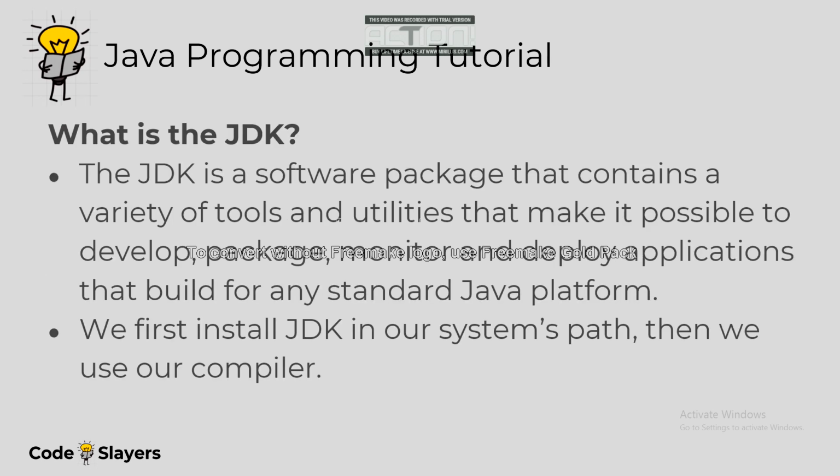What is the JDK? The JDK, or Java Development Kit, is a software package that contains a variety of tools and utilities that make it possible to develop, package, monitor and deploy applications built for any standard Java platform. If you are confused or don't know anything about this, do not worry about it. We will get to know it later. We first install the JDK in our system's path, then use our compiler.